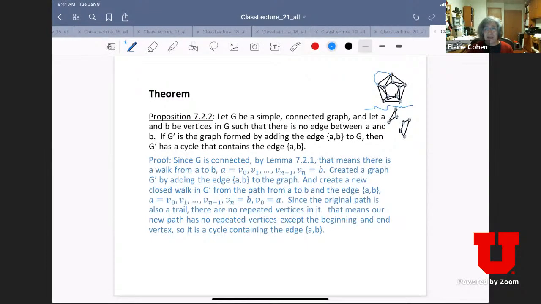There, I added an edge. I have a loop, but there's not supposed to be an edge between them. So let me add a different one. Now I added an edge between A and I. So we have a loop that goes from A to I to B to A. That was not in the original graph G.